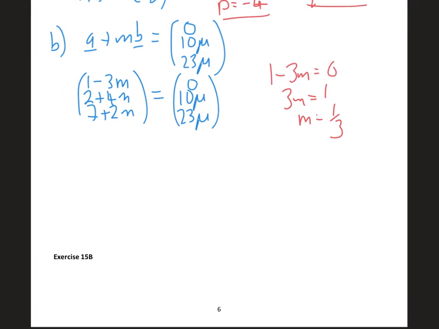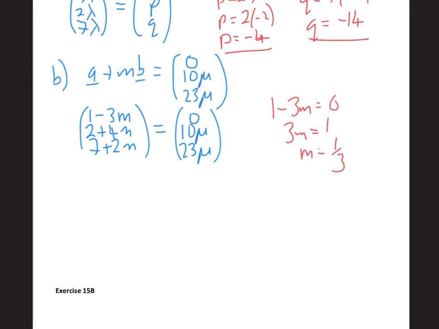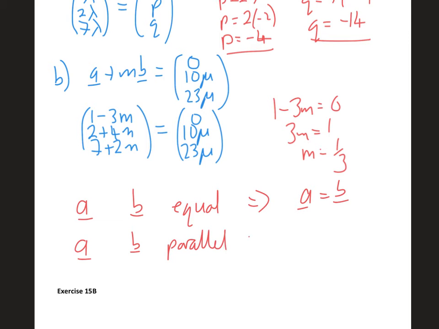Okay, so you might want to practice some of those skills to do with operations, so adding, parallel vectors, equal vectors, stuff like that. So if they're equal, I just make the vectors equal to each other. So if A and B are equal, then that means that A equals B. But if A and B are parallel, then that means A is equal to something times B. So I just used lambda. I just like the Greek letter lambda at the minute.